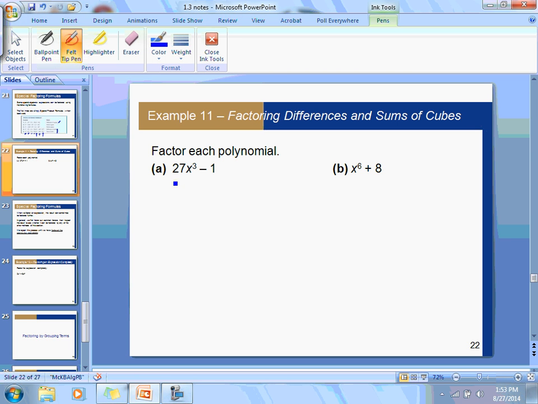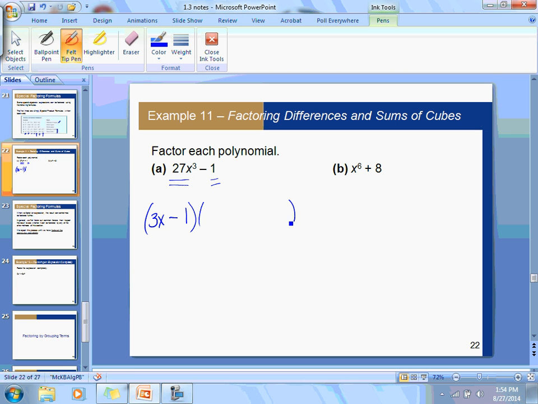So I have to look at my two terms here. I have a 27x cubed, and then I have a 1. So those are what I'm going to find the cube root of. So the cube root of 27 is 3, and the cube root of x to the third is x. So 3x is my cube root of that first term. And the cube root of 1 is 1. So there are the terms in my first parenthesis. Since it's subtraction, I'm going to keep that subtraction there.